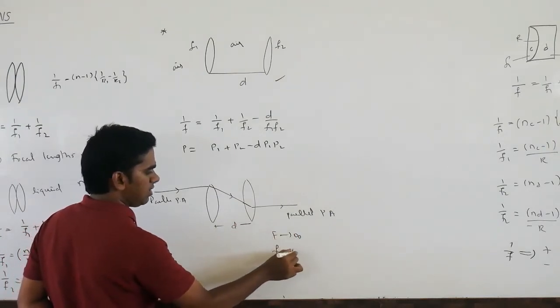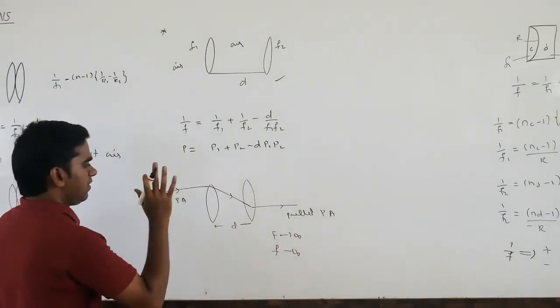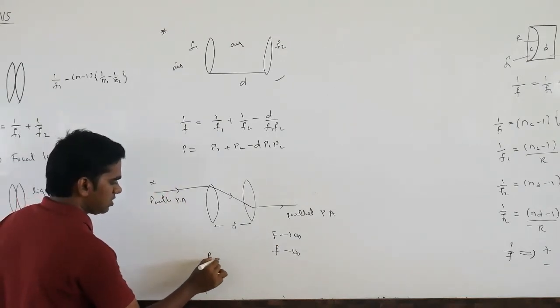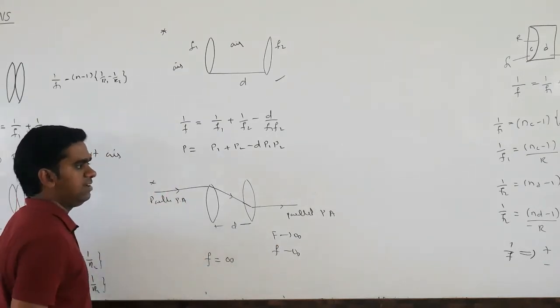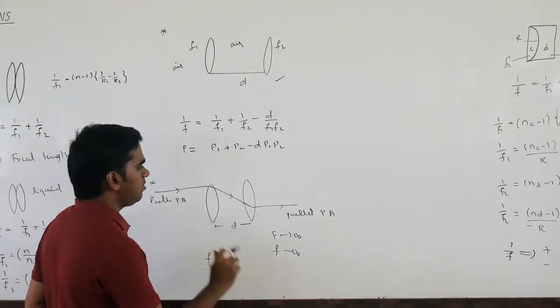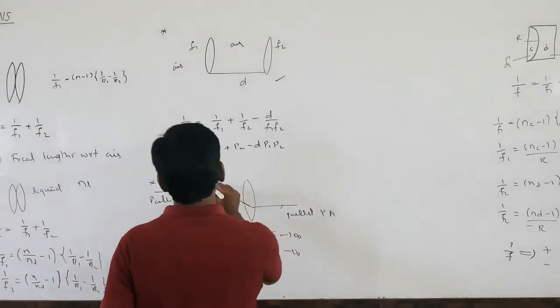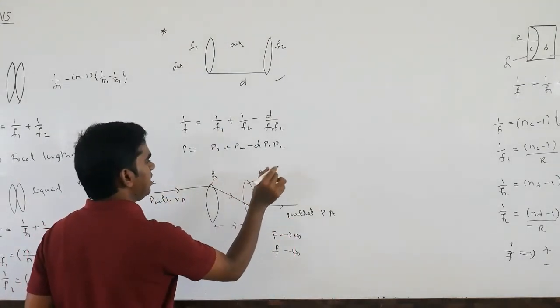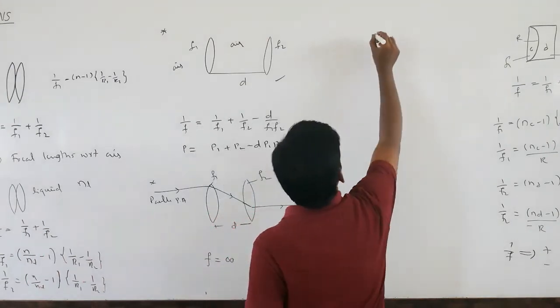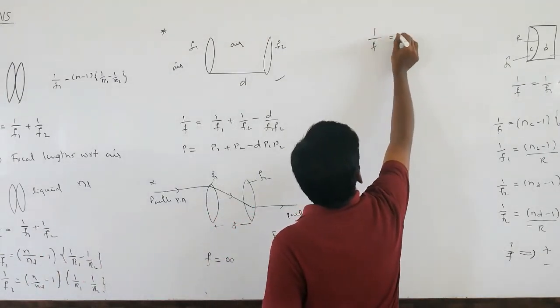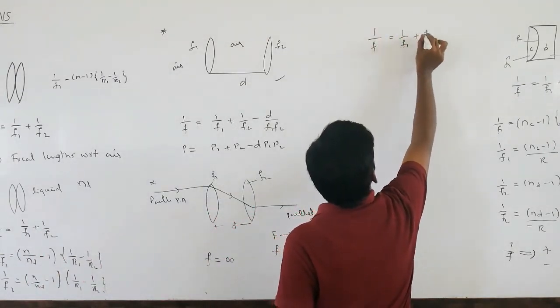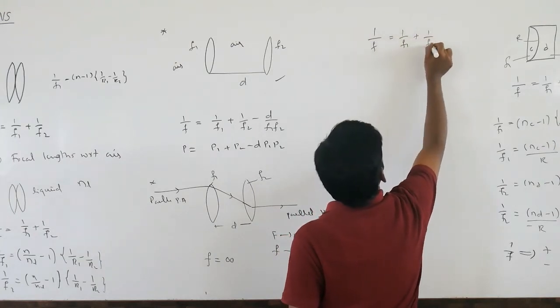That means your focal length is going to be infinite, meaning the system focal length is infinite. So we can find the d. How can we find it? Suppose this lens has f1 and this one has f2. So 1 by f equals 1 by f1 plus 1 by f2.